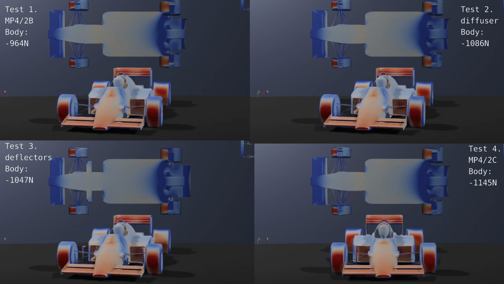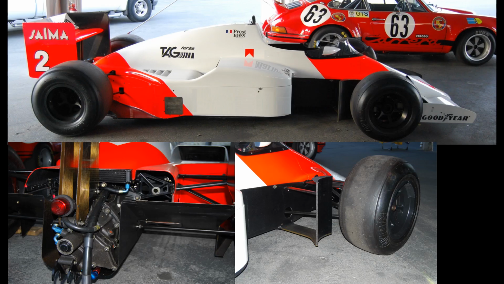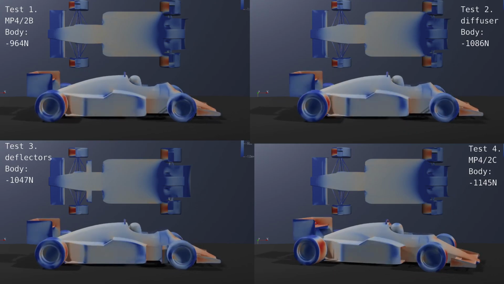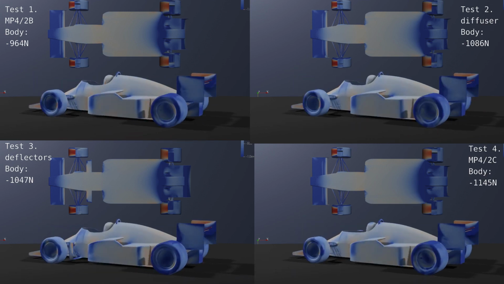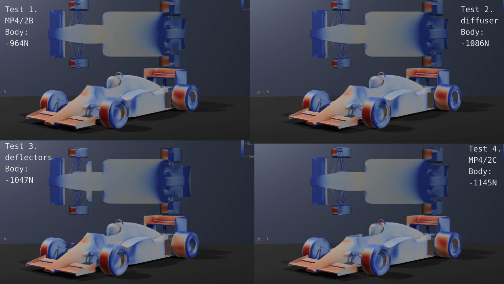and diffuser interaction. Test 3, the last for the 1985 car, was the vertical deflectors inside the rear of the front tyre, essentially a priori form to the contemporary barge boards that were discontinued after 1985. McLaren wasn't the only team to run this deflector. I spotted it on the Lotus as well.